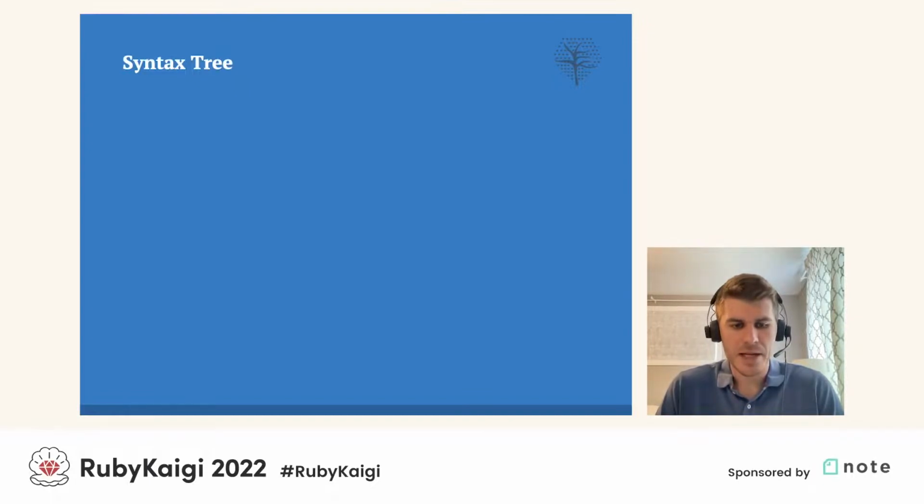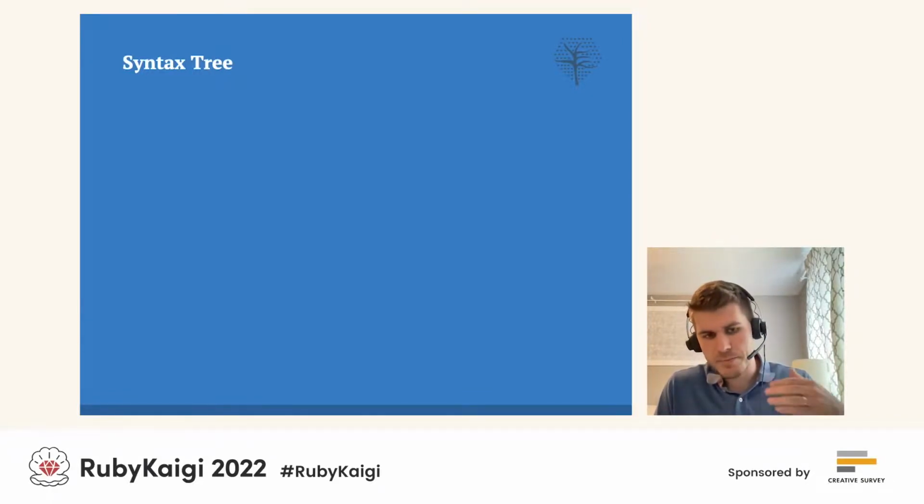Syntax Tree was a project that came around with the last round of the Ruby Association grant. It was pitched as a project to build a new standard library Ruby formatter. It has evolved since then to provide a lot of other tools and to back various other implementations of language servers and linters and things like that.